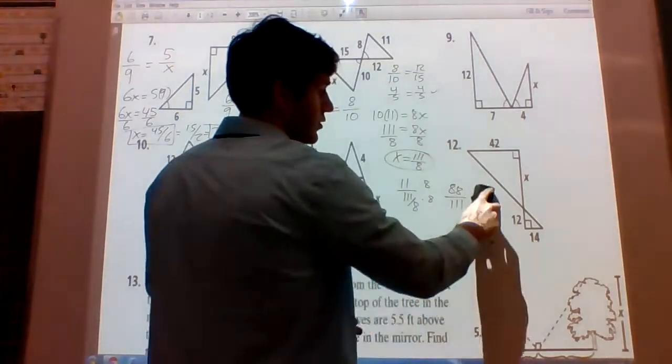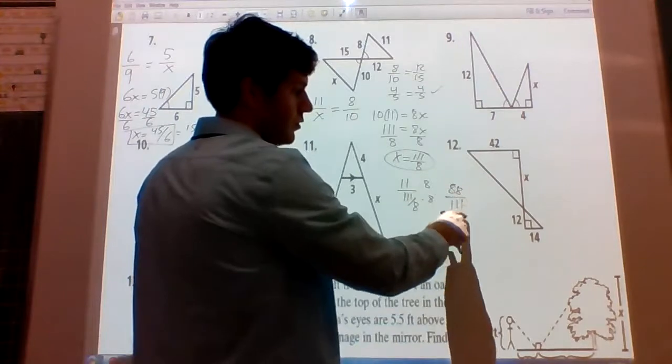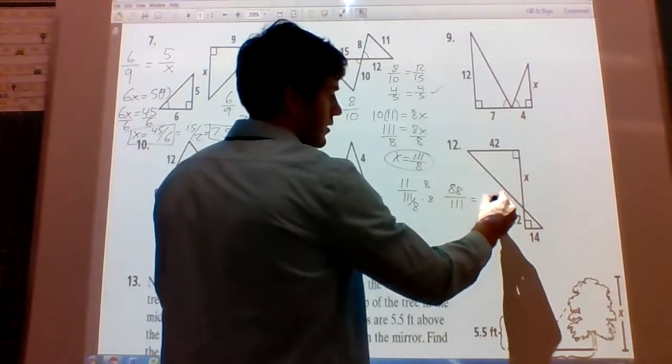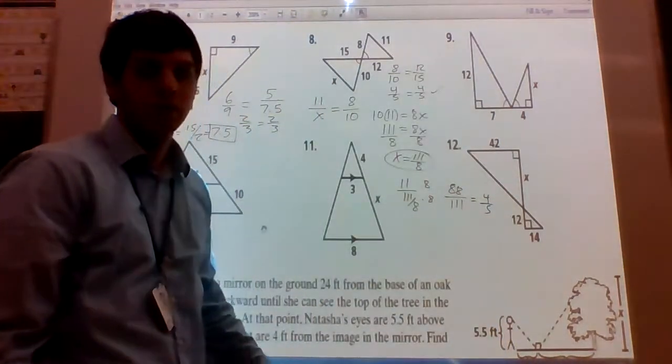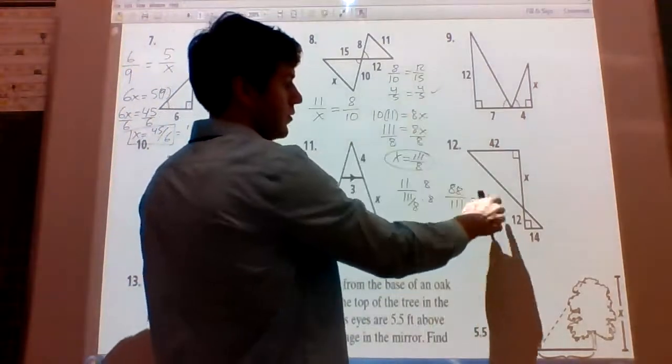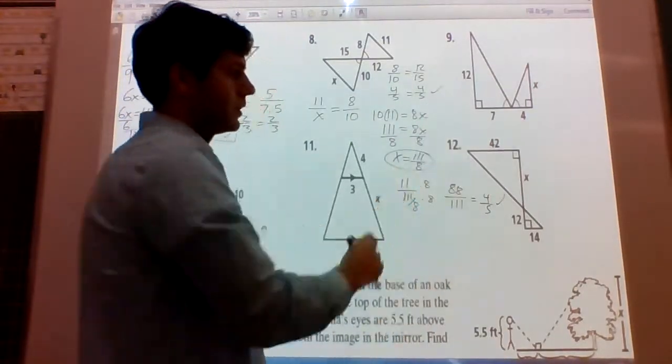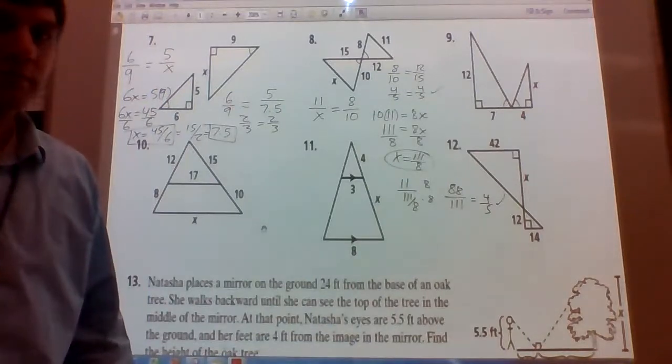So we can divide by 22. Divide the numerator and denominator by 22 each, and we get 4/5. So we know we have 4/5. So we know that's going to be our correct answer, 110 over 8.